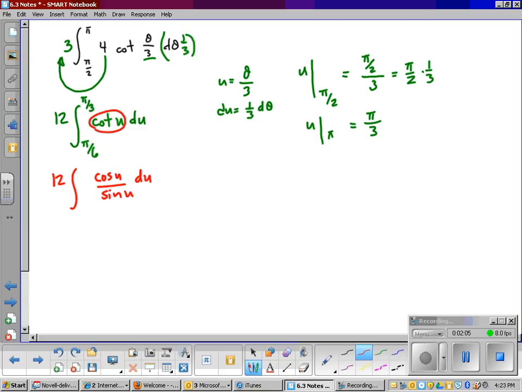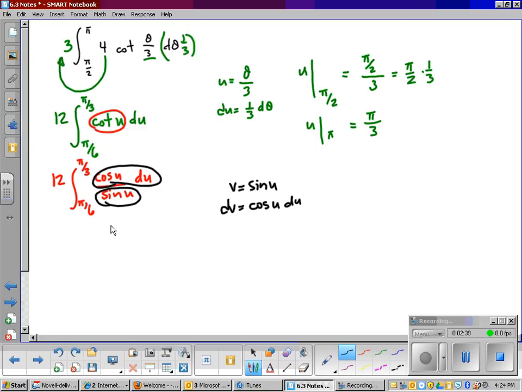Everything is still in terms of u. These are still u bounds, so we're all right. Now that we have that, we need to make another substitution. We're going to use the denominator, and I'll use the letter v for our substitution. v is equal to sine u, and the derivative of v with respect to u is going to be cosine u. Notice that we have cosine u du already. We don't need a fix.